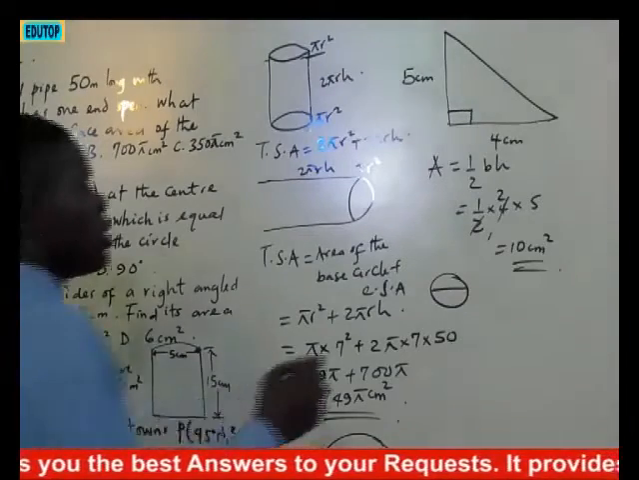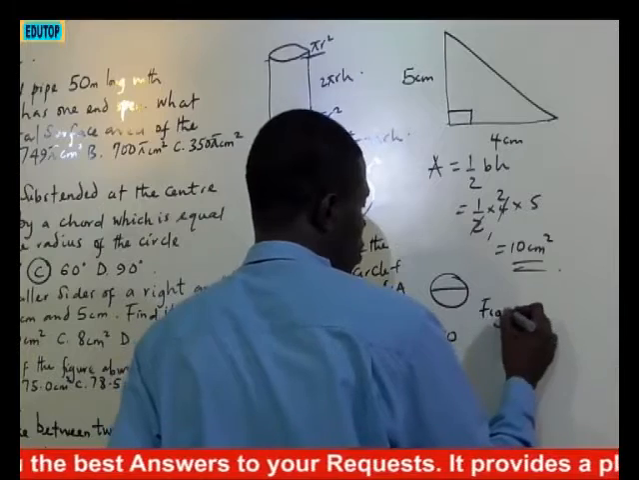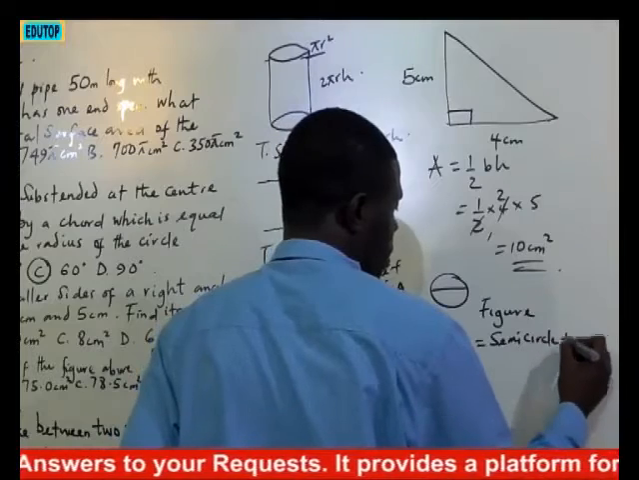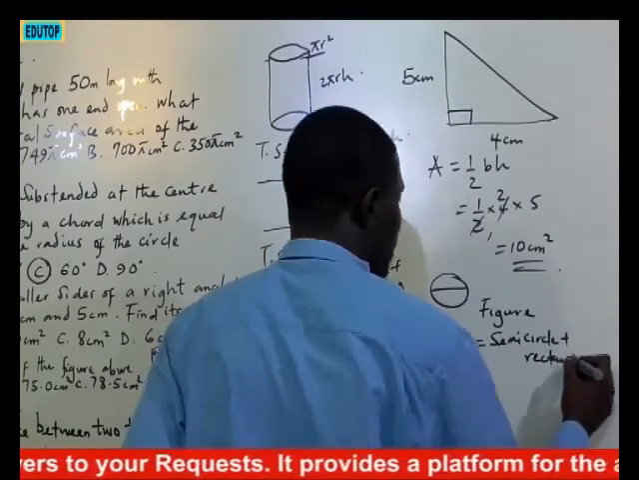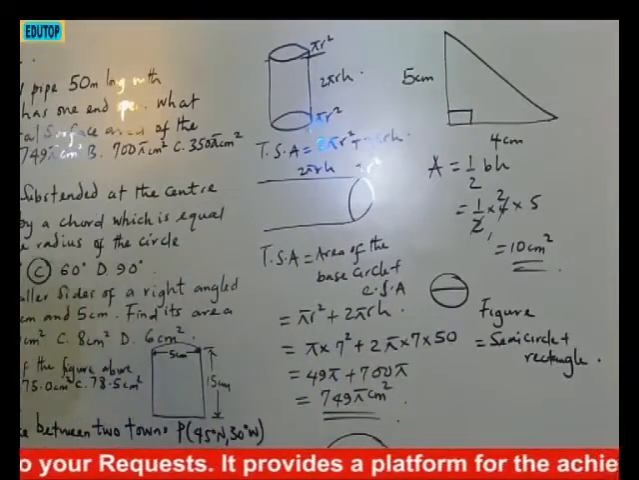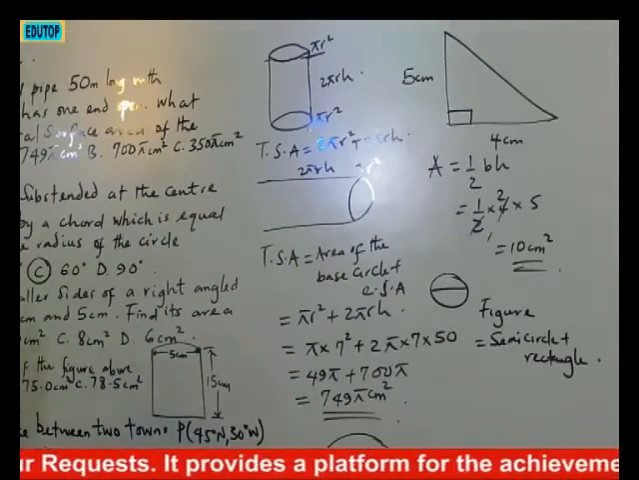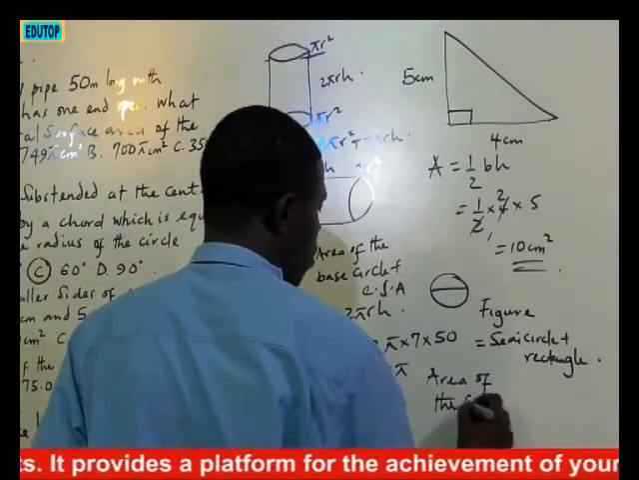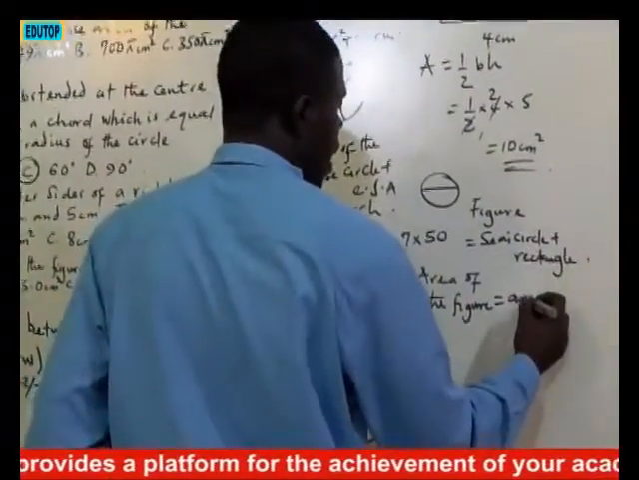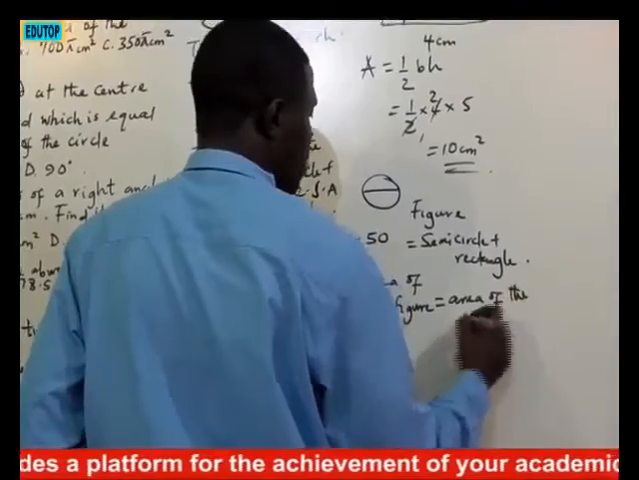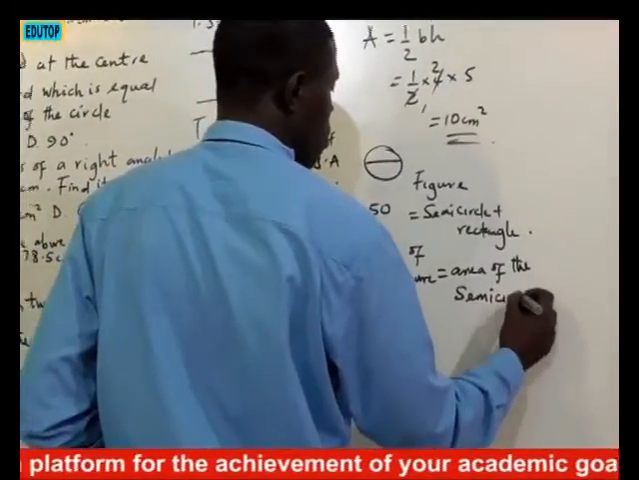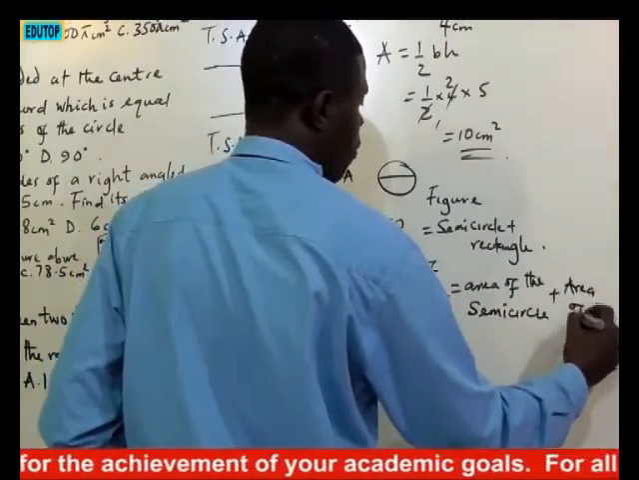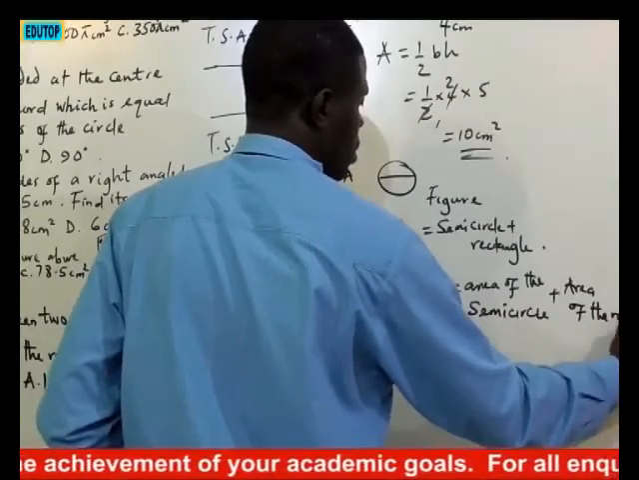a rectangle. So the figure comprises a semicircle plus a rectangle. So if we have to look for the area, it will definitely be the area of the semicircle plus the area of the rectangle. So the area of the figure will be equal to the area of the semicircle plus the area of the rectangle. That's what I'm going to have.